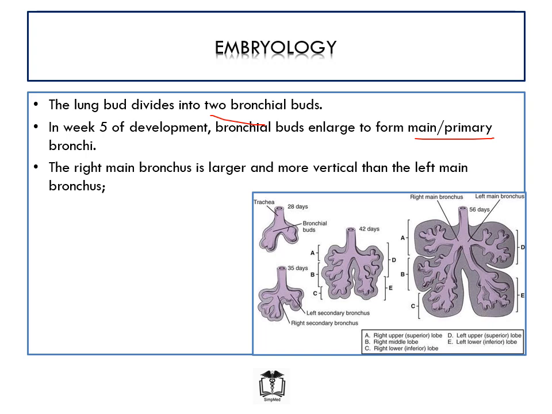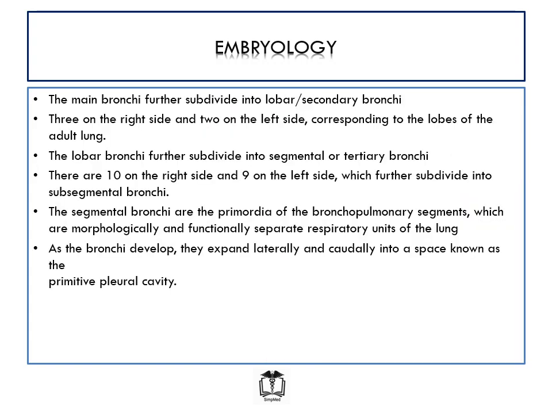Just as we described, the right main bronchus tends to be larger and more vertical than the left main bronchus, and I described how that relationship tends to affect foreign bodies being aspirated into the right side rather than the left side. The two main bronchus coming from the bronchial buds further subdivide to form the lobar secondary bronchi.